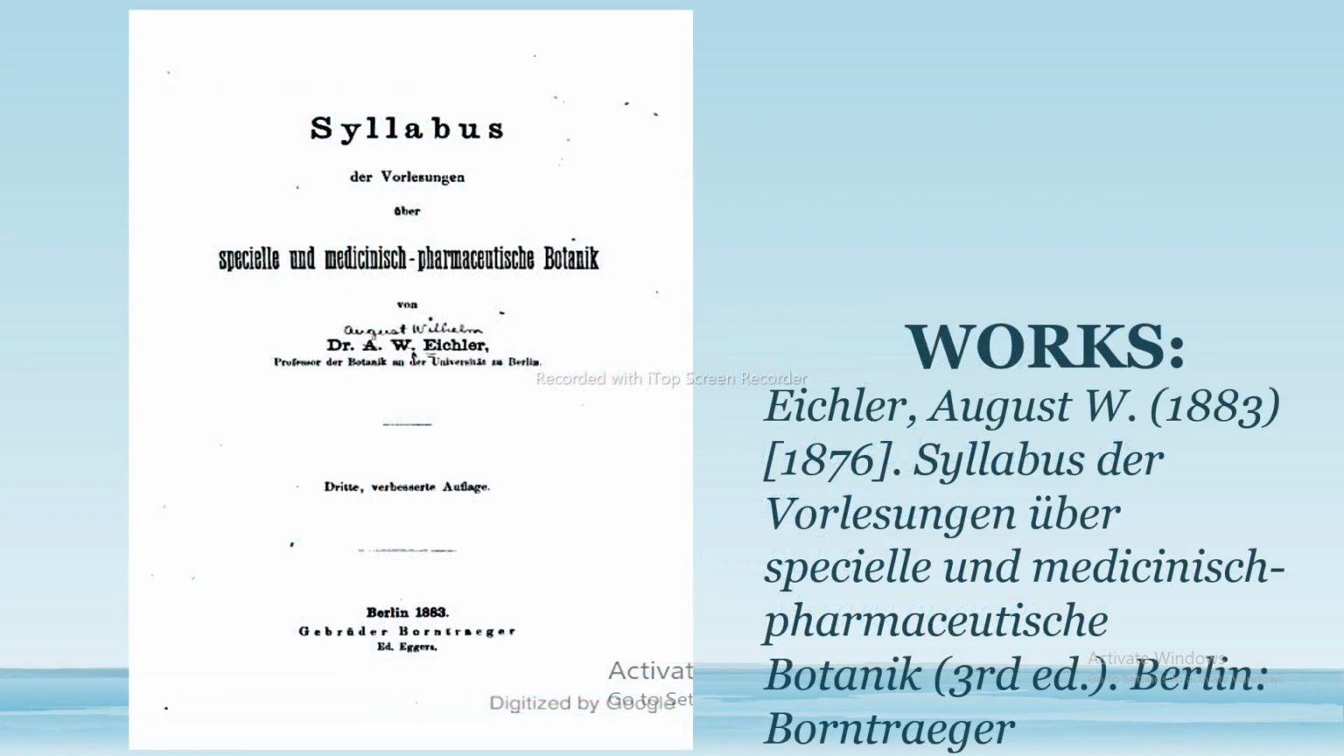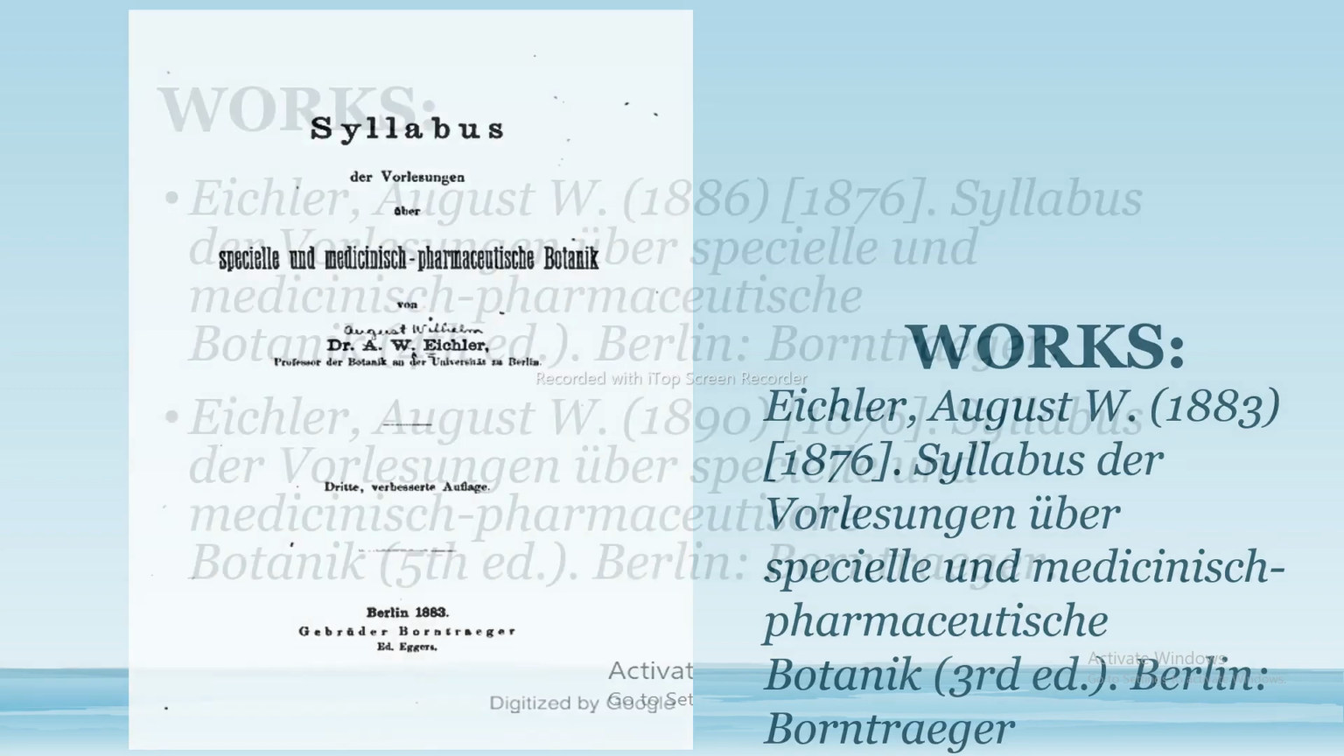So this is Eichler, August Wilhelm, 1883, Syllabus der Vorlesungen über specielle und medicinisch-pharmaceutische Botanik, third edition, Berlin, Borntraeger, as shown in the figure. It was published in 1883.